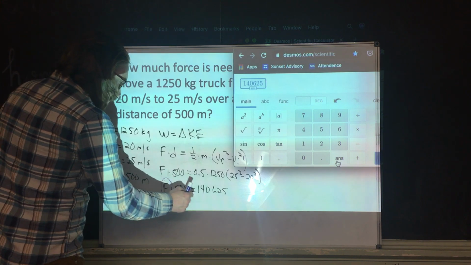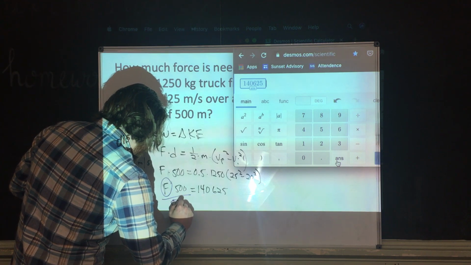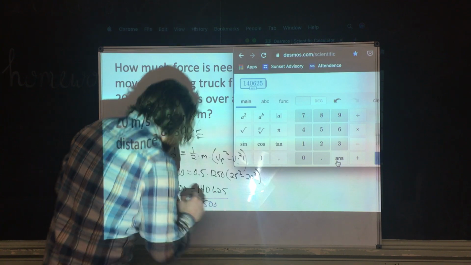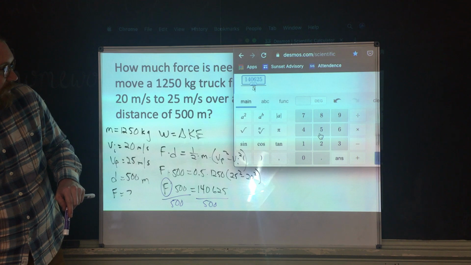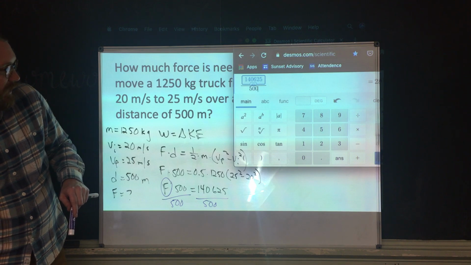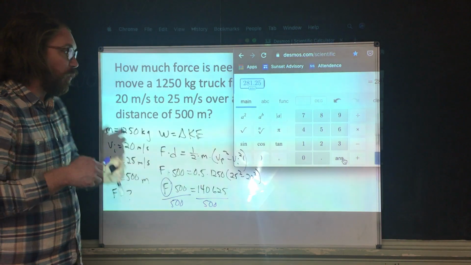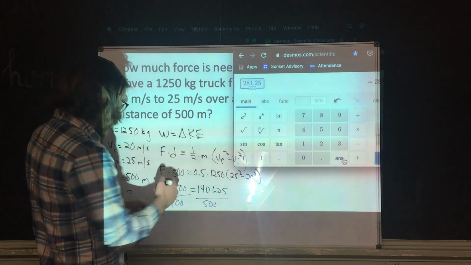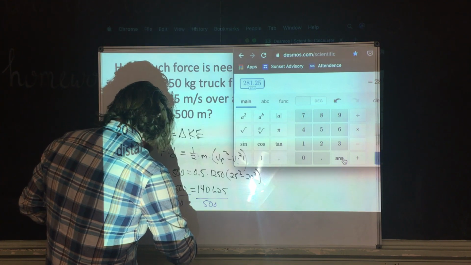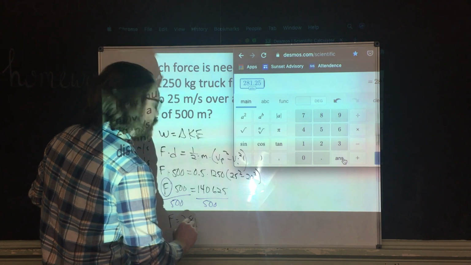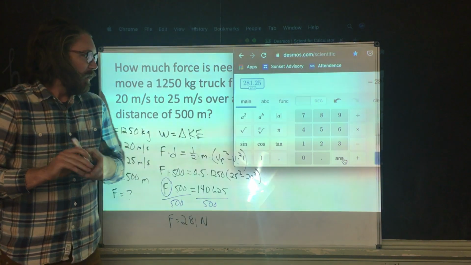Okay. So we need to get the F by itself. This is multiplication. So we divide both sides. I take my answer here. I hit divided by 500. Enter. Answer. My answer here is 281.25 newtons. We haven't seen newtons in a while. That's our force. Force equals 281. We'll just keep it there. Newtons.